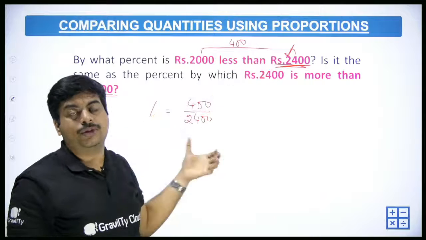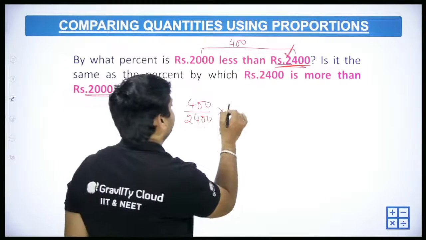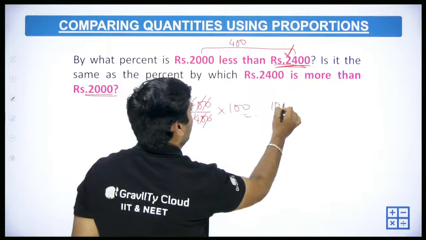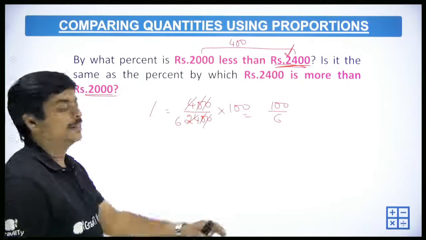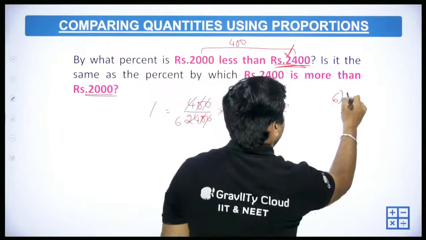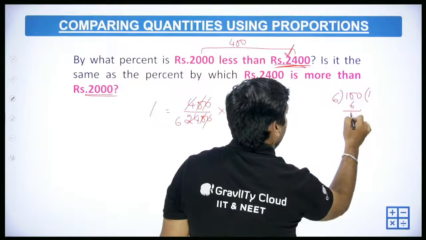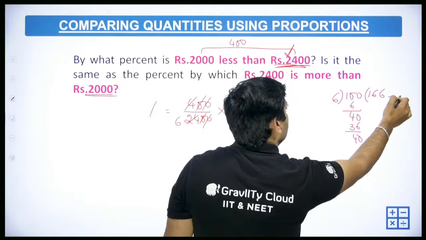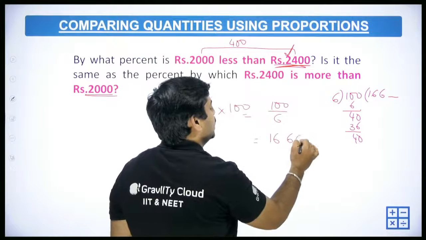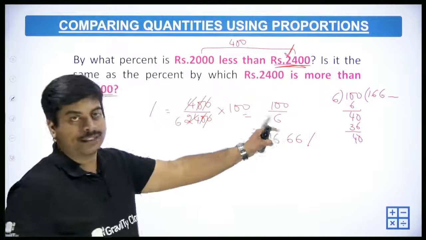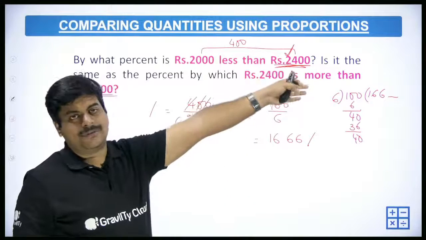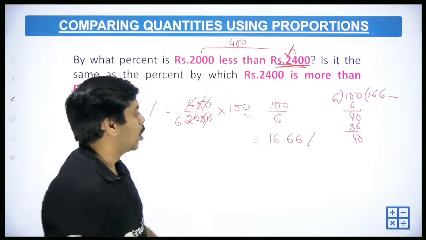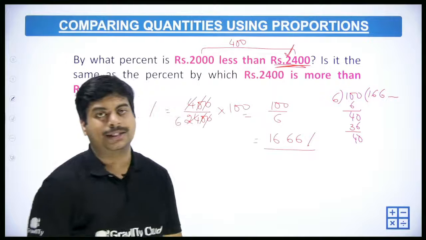So 2400 should be in the denominator, into 100. The zeros get cancelled. 4 ones are 4, 4 sixes are 24. So it is 100 by 6. Dividing 100 by 6, we get 16.66 percent, and the 6 continues. We round it to 2 decimals. We don't go beyond that, as it is a never-ending recurring decimal, 0.6666 and so on. So we stop at 16.66 percent.